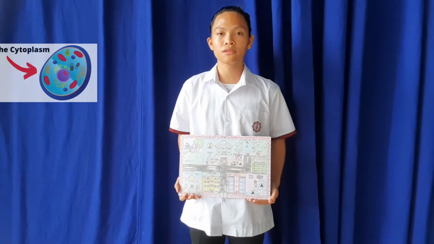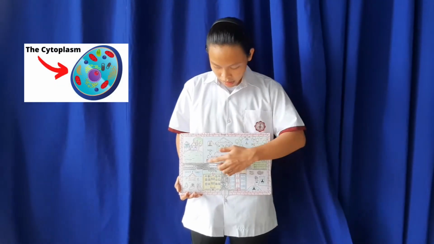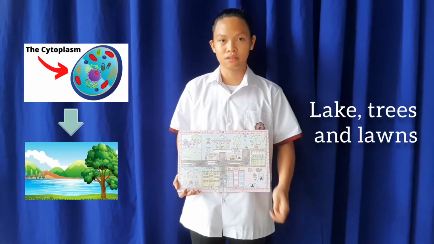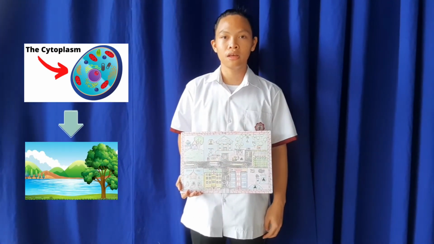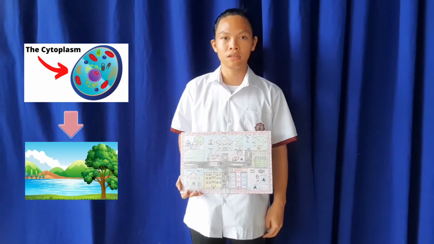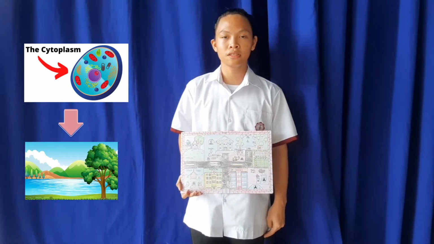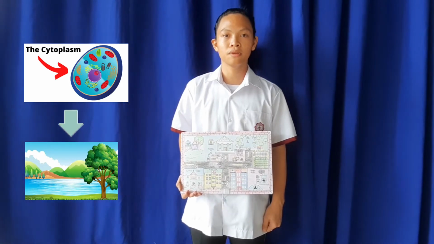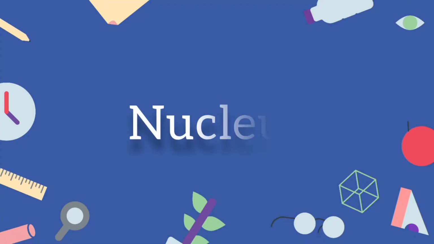Next, you can see the cytoplasm in the top left and top right of the city. It is the lake, trees, and the lungs because it contains food and fills the space between the structures in the city. Like the city, the cytoplasm is a gel-like material that contains important nutrients and fills the space between the nucleus and the cell membrane.